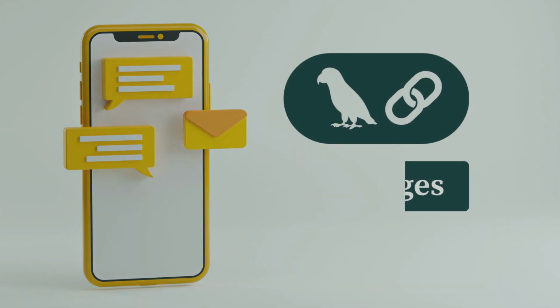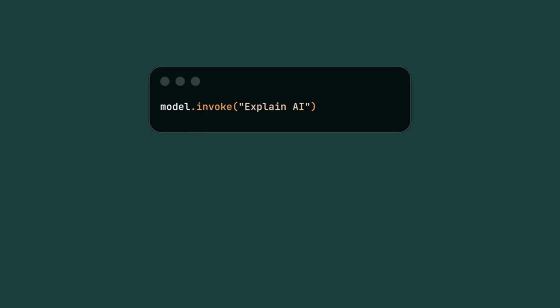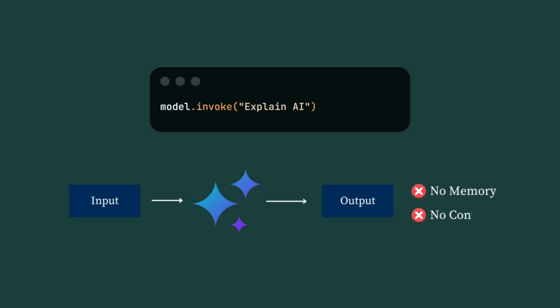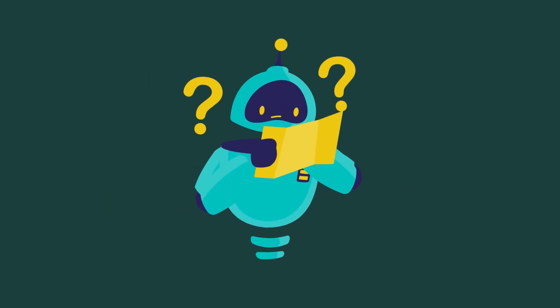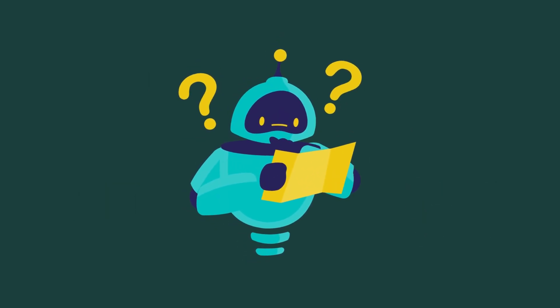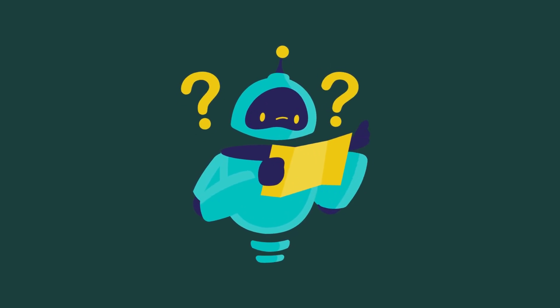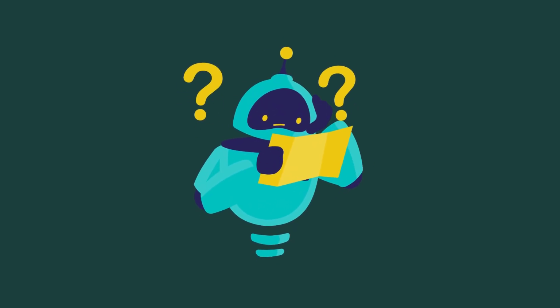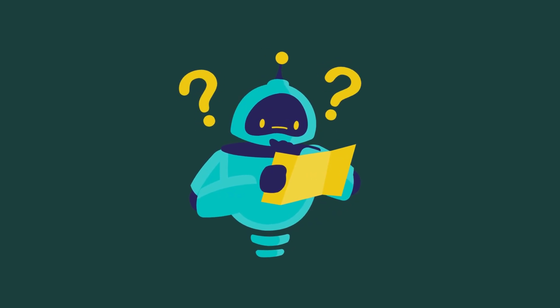Let's get started. In normal programming, you do something like this: model.invoke, and then you pass some string value inside that. So this is a simple input and output. But here is the problem. There is no memory, no conversation, no context. Now think about ChatGPT. You ask a question, then a follow up, and it still remembers what you said earlier. That's because it uses messages.